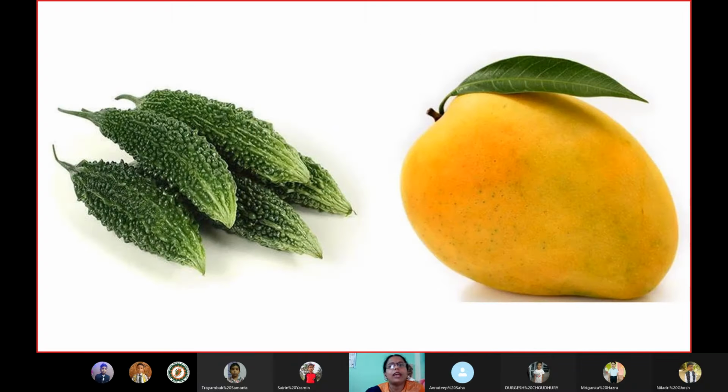You can see one type of vegetable and another type of fruit. One is bitter gourd and the other is mango. Now, who will tell me what is the taste of bitter gourd? What does bitter gourd taste like? First listen to my question, beta. Don't be in a hurry.